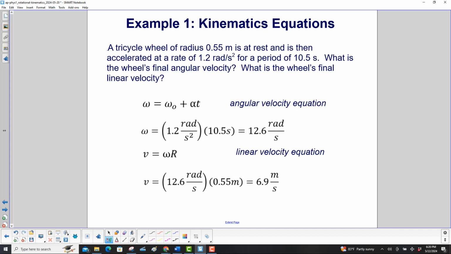This really works just the same as we did when we did linear kinematics. We start with omega is omega 0 plus alpha t. In linear, of course, that would have been v is v0 plus at. Substitute in our givens, and we get 12.6 radians per second. We now want to find the linear velocity. Well, that's just omega r or r omega, same thing. Substitute in our angular velocity there, multiplied by the radius, and we get 6.9 meters per second.